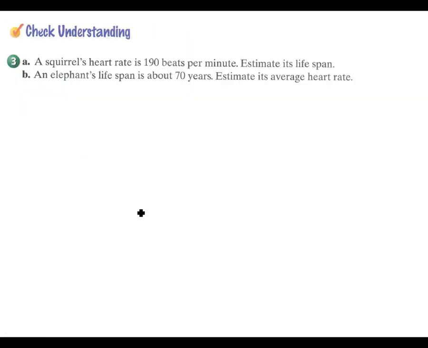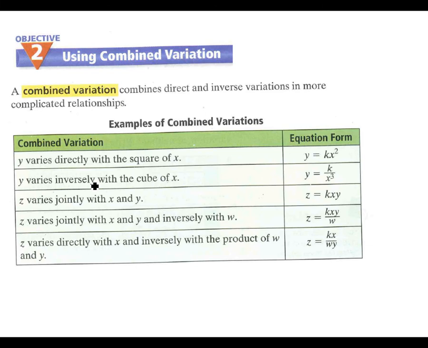All right. See if you can do the same type of thinking on number 3. And you're going to use the chart here to answer your understanding check on 3. All right, so now let's move on to the second objective, combined variation.